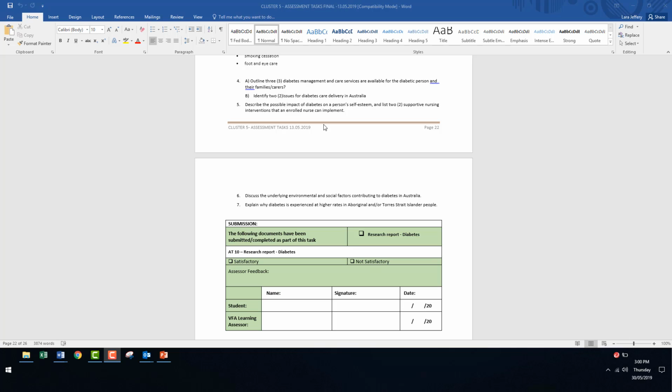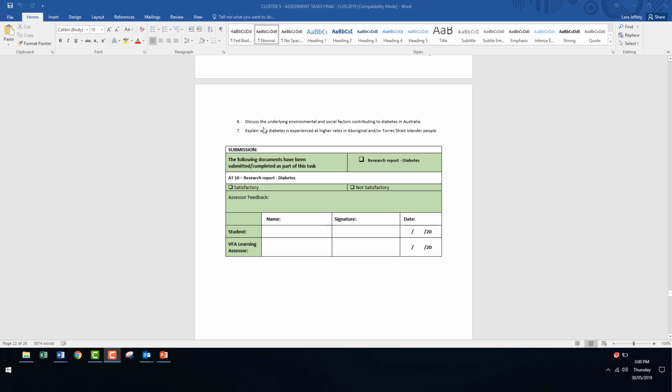Okay, so how can you, when caring for somebody with diabetes who may have poor self-esteem around their diabetes, what can you do as a nurse? What sort of supportive measures can you implement that might actually assist their well-being?